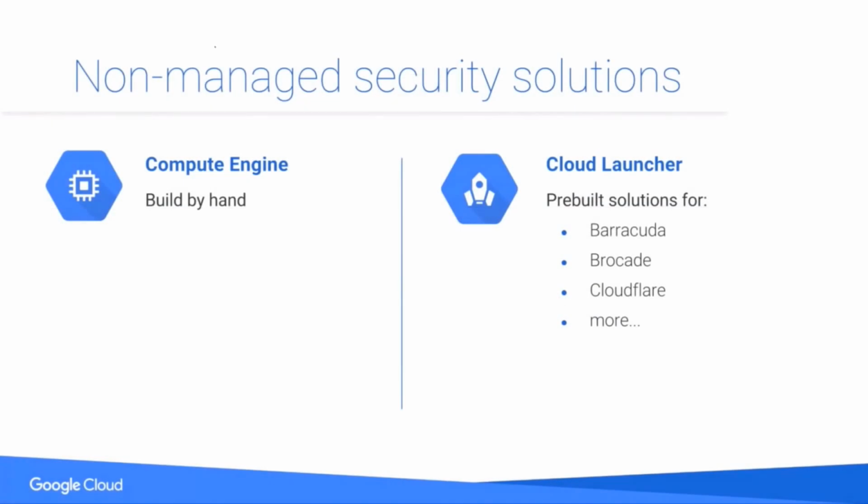Now, say I want to create a solution that Google doesn't support or doesn't provide. Okay, that's fine. You can always fall back to Compute Engine and create your own virtual machines, set whatever you like on top of them, and start operating. There's no limitation in that. Or you can have a better approach. I talked about Cloud Launcher earlier on. You can use industry-built predefined solutions like Barracuda, Brocade, Cloudflare. Within seconds, you can spin up one of those resources and start applying security through those products.